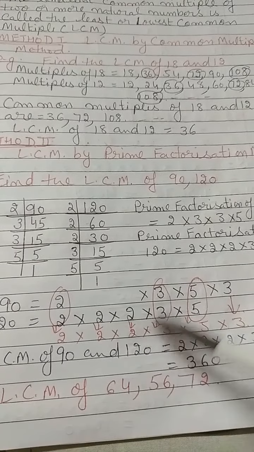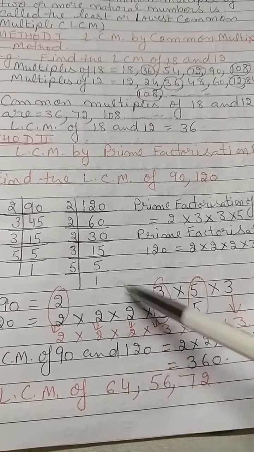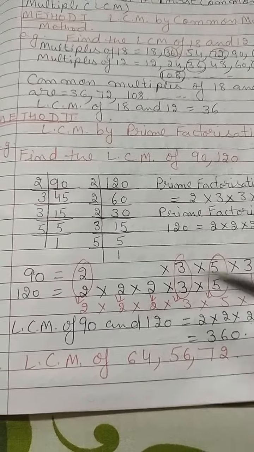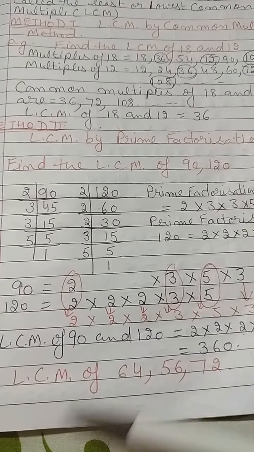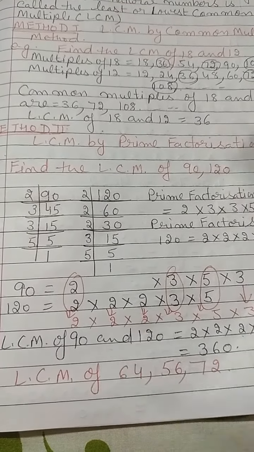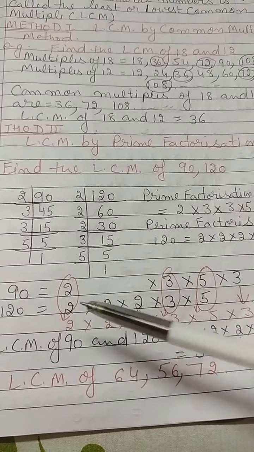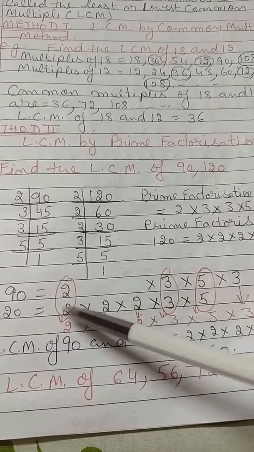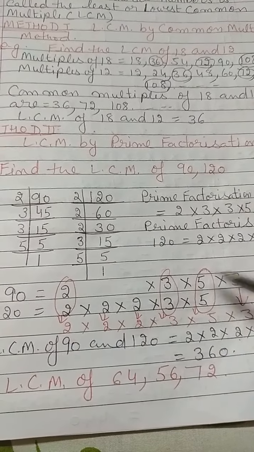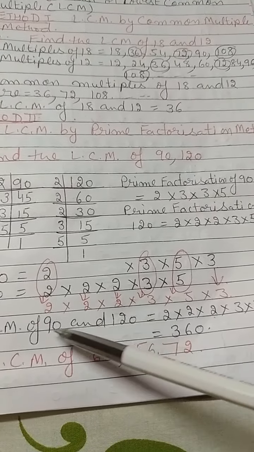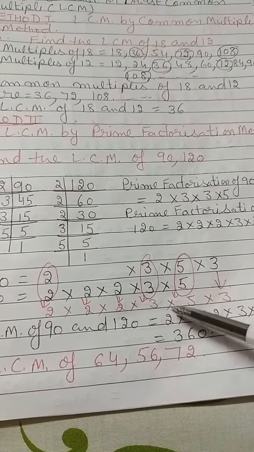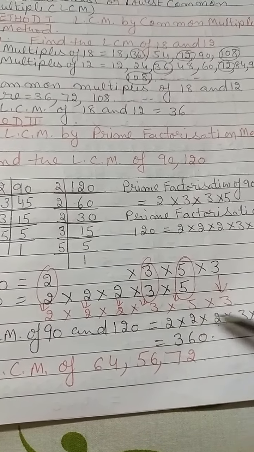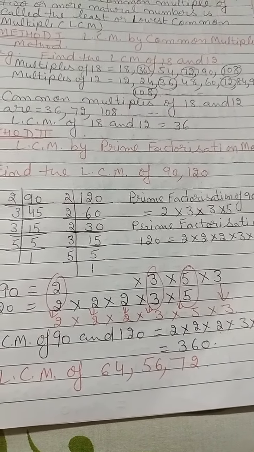How many numbers do you write downward? You write all the numbers downward, and if a number is repeated, you write it once. If 2 is repeated, 3 is repeated, 5 is repeated, the repeated number should be written once and all the other numbers as they are. So when you get 2 into 2 into 2, 3 into 3, 5, after multiplication you get 360.